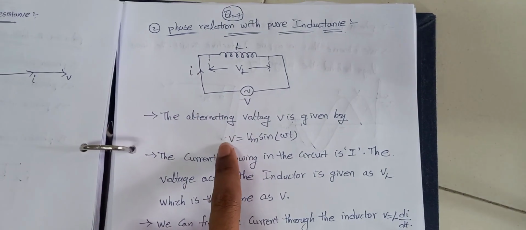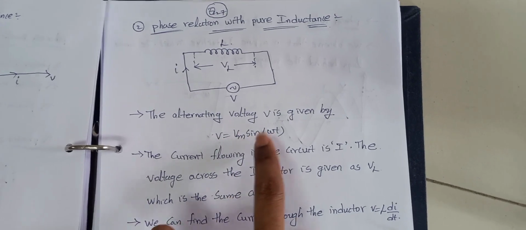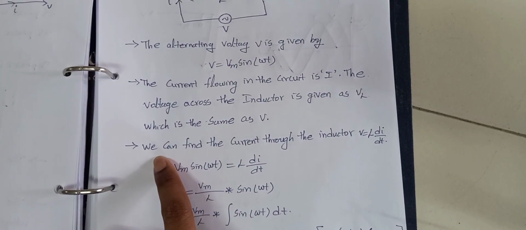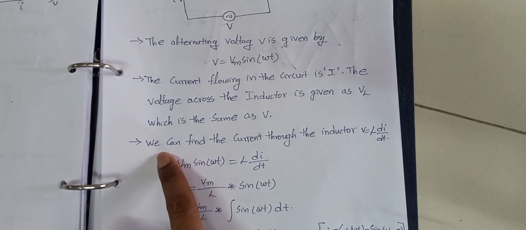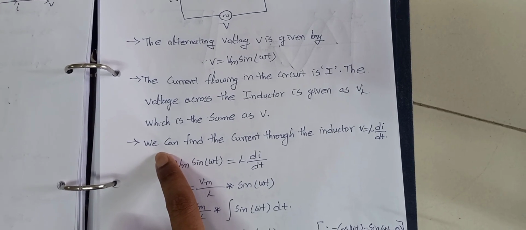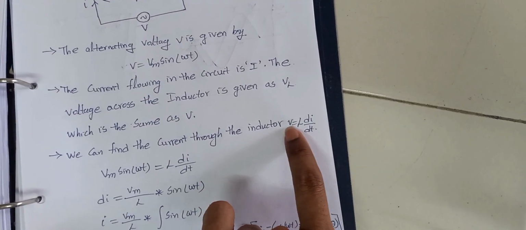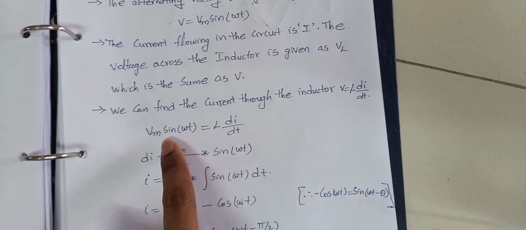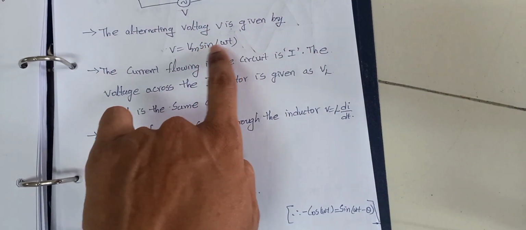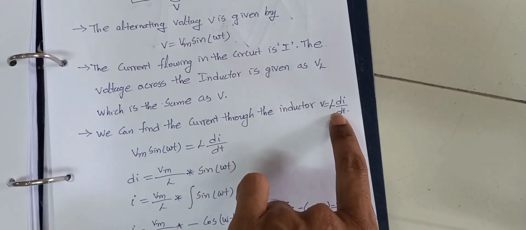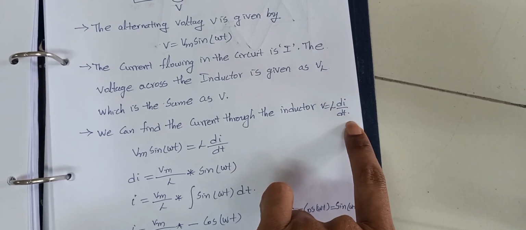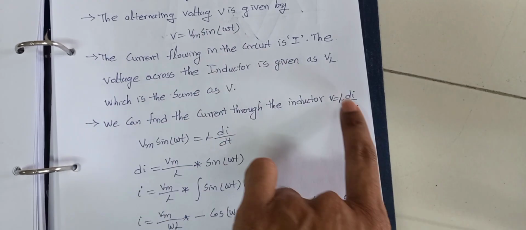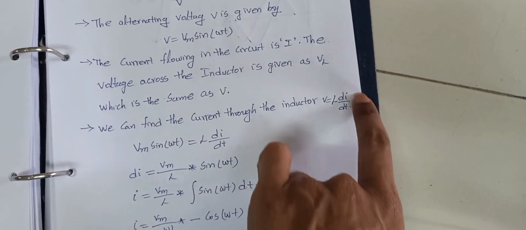The same formulas we are taking here also: V equal to Vm sin omega t. We already know the formulas for inductance; we have one short video on inductance, which you can refer to. V is equal to L into di by dt. So L into di by dt equals Vm sin omega t. In place of V, we can replace L into di by dt, the inductance value.